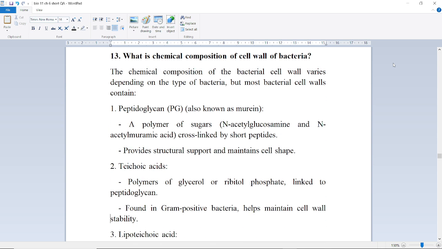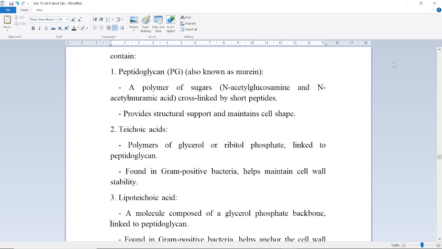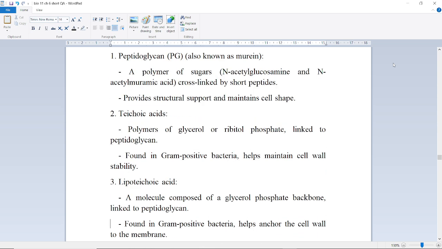what is chemical composition of cell wall of bacteria? The chemical composition of the bacterial cell wall varies depending on the type of bacteria, but most bacterial cell walls contain peptidoglycan, also known as murein, a polymer of sugars N-acetylglucosamine and N-acetylmuramic acid cross-linked by short peptides, provides structural support and maintains cell shape. Teichoic acid, polymers of glycerol or ribitol phosphate linked to peptidoglycan, found in gram-positive bacteria, helps maintain cell wall stability.